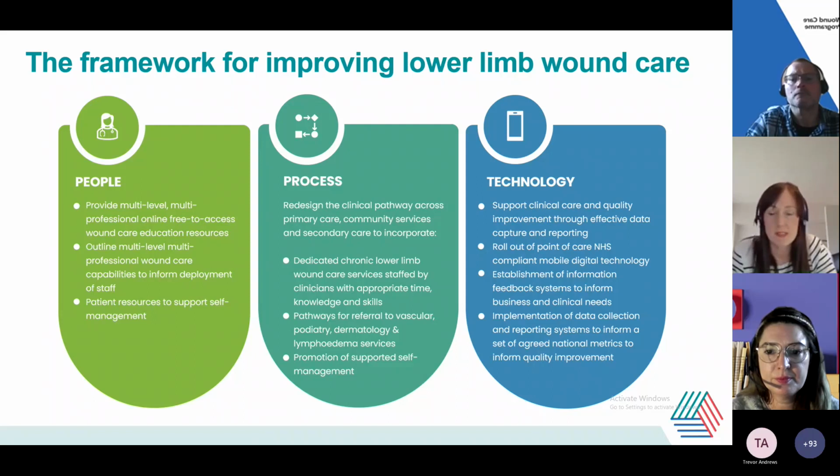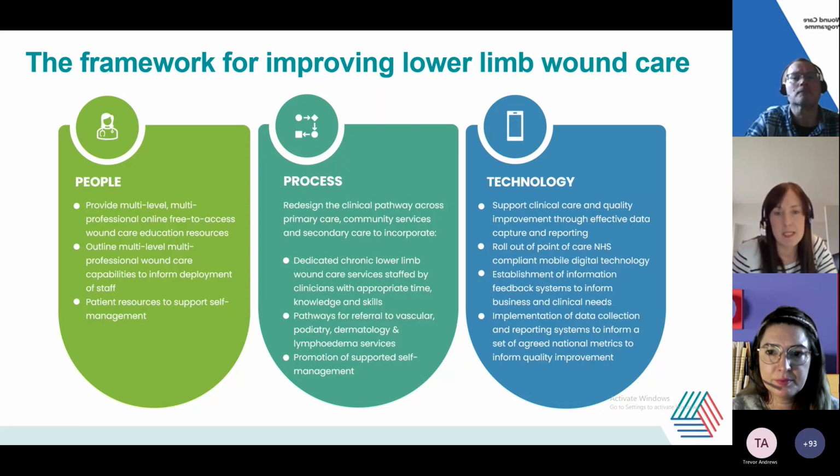In terms of process, we knew that not only did we need evidence-based recommendations for lower limb wounds, but we needed to recommend completely reorganising the way in which that care is delivered. And so we suggested that this be done via dedicated lower limb services. In other words, services that are staffed by clinicians with the right knowledge, skills and time.